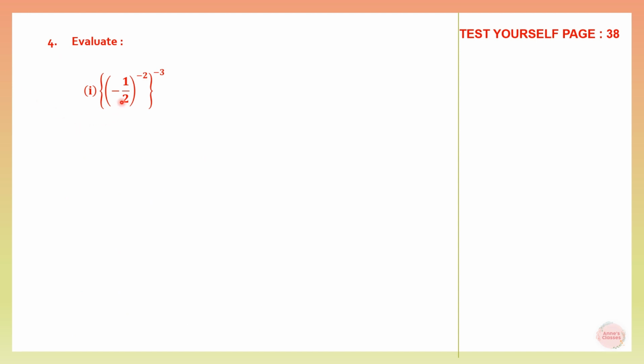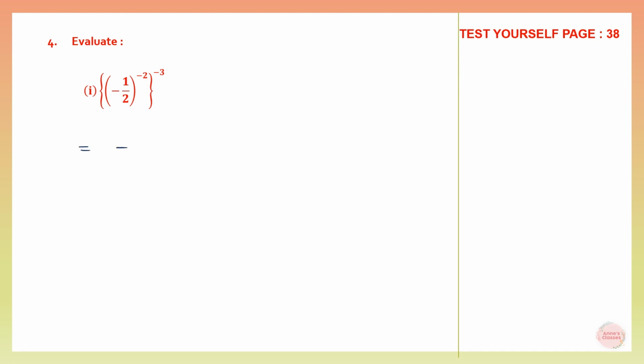Question 4, evaluate. Here we have minus 1 by 2 raised to the power of minus 2, and that whole thing is raised to the power of minus 3. First, let's work on the powers. So here you can use a law of exponents and multiply the powers. So minus 2 into minus 3 you can multiply. That becomes plus 6.